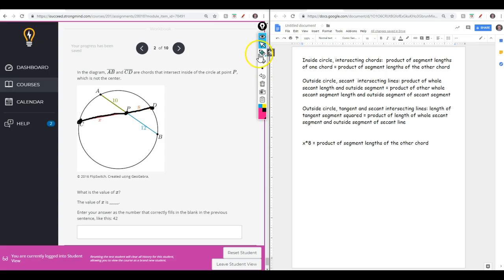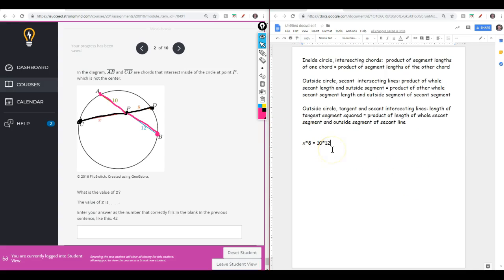And then the segment lengths of the other chord, from A to B, is the other chord. The segments would be A to P and P to B. So that would be 10 times 12.